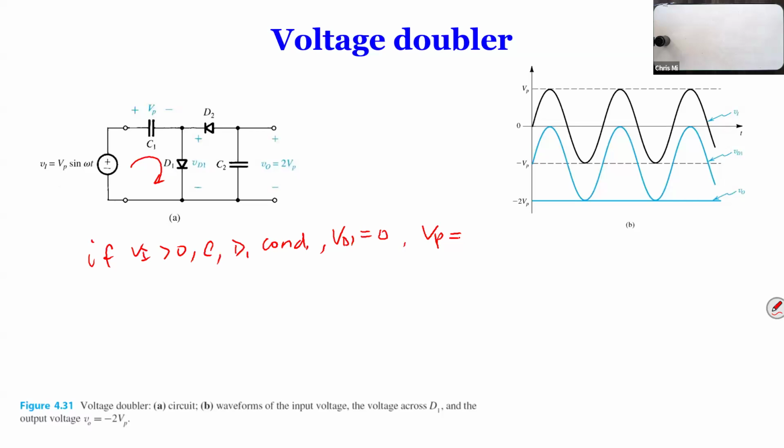We call it VC1. VC1 is going to follow the AC voltage, charge up all the way to the peak. Eventually, it's going to charge to its peak, to VP. So that's when VI is positive. Is there current in D2? At this point, let's assume there's no current.